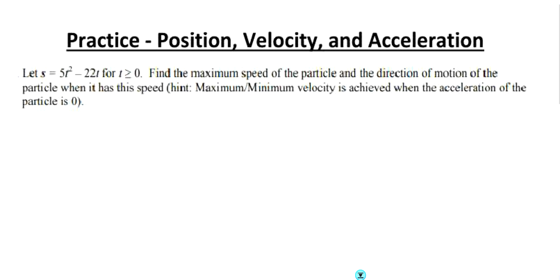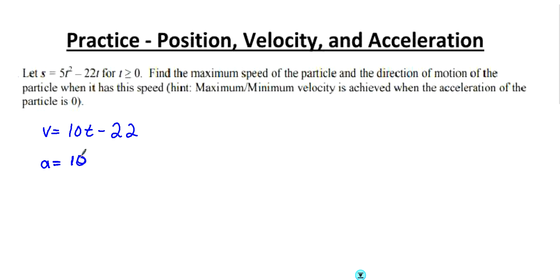The first thing you need to do is find the equation for acceleration. To find it, you first find the derivative, so v of t. The derivative of 5t squared minus 22t is 10t minus 22. So that's my velocity. That means my acceleration, which is the derivative of velocity, is 10.